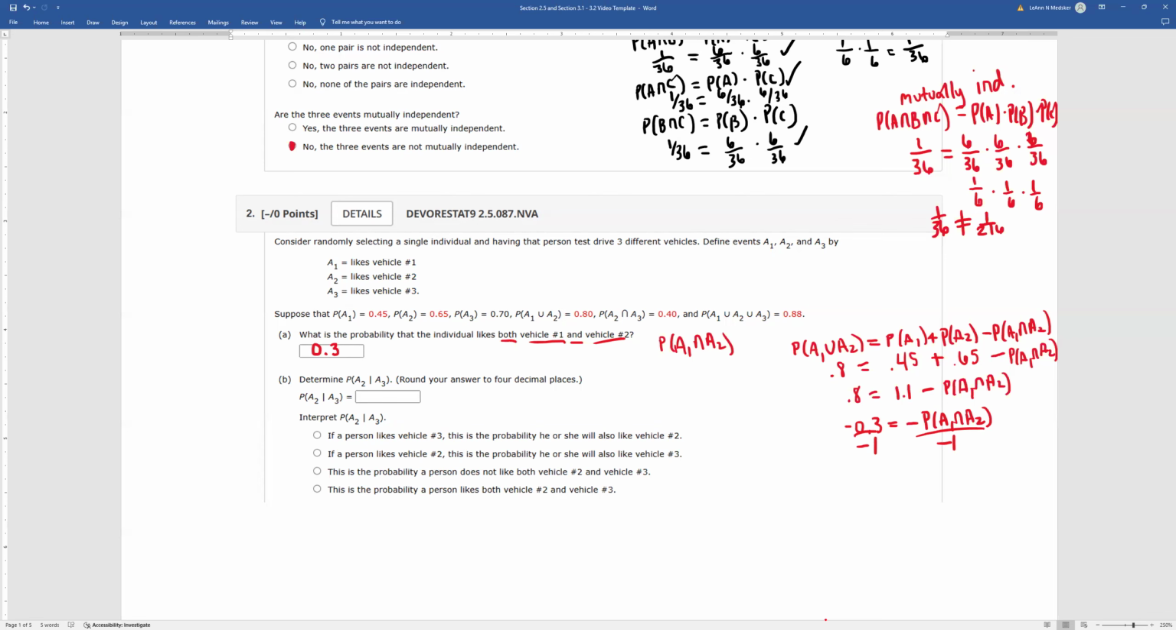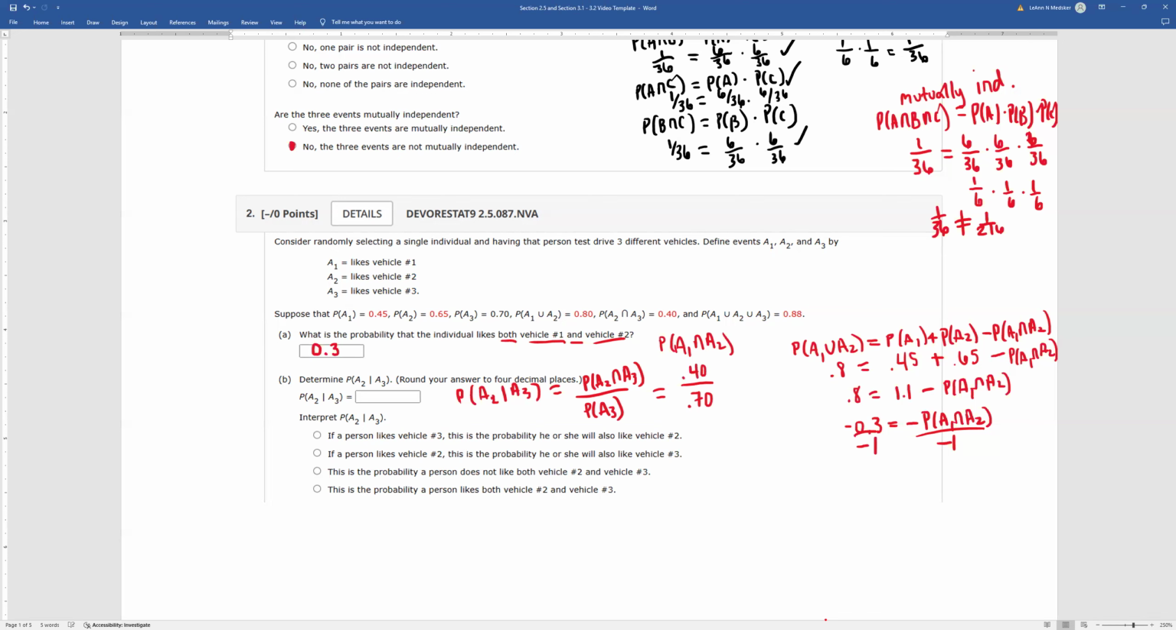Determine the probability that someone likes vehicle 2, given that's what this straight bar means, they like vehicle 3. So for a conditional probability, when you have the given symbol, you reduce your denominator to just the set that we were given. So that's going to be the probability of A3. And then we're looking for the condition on top that not only are they an A3, but they're also an A2. So it's an intersection probability. So we have A3, that's 0.70. We have the intersection of A2 and A3, so that's 0.40.